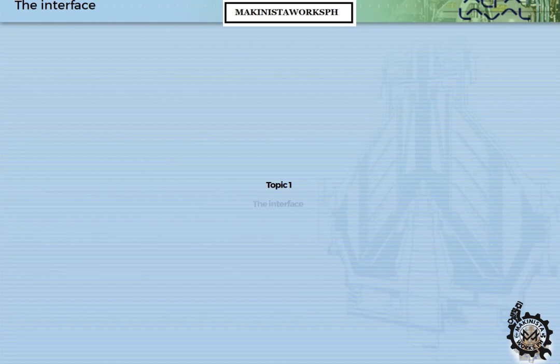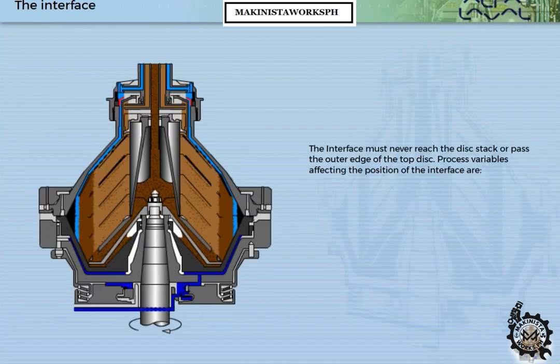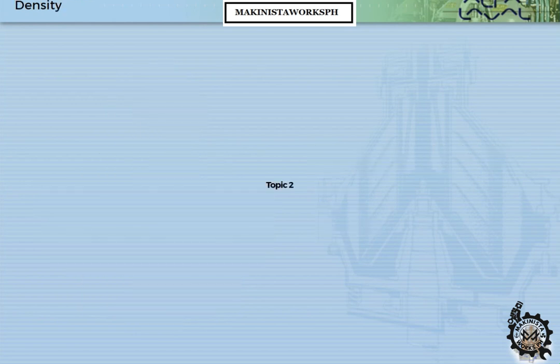Topic 1. The interface. The interface must never reach the disk stack or pass the outer edge of the top disk. Process variables affecting the position of the interface are density, viscosity, temperature, flow. Topic 2. Density.